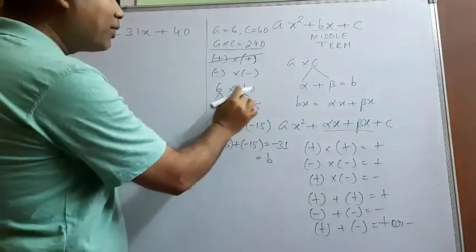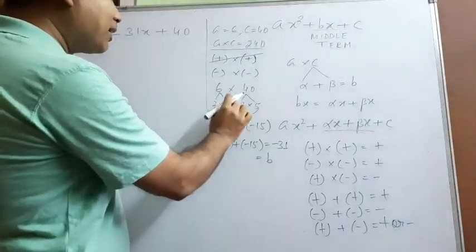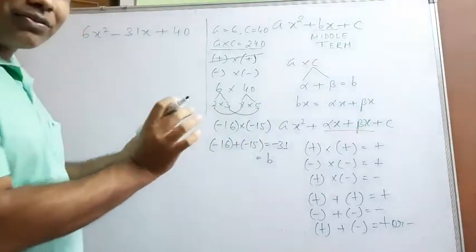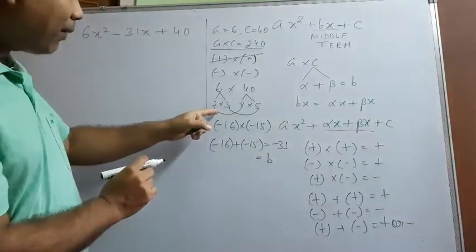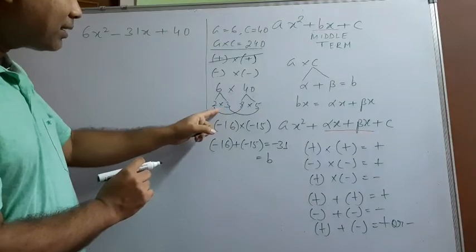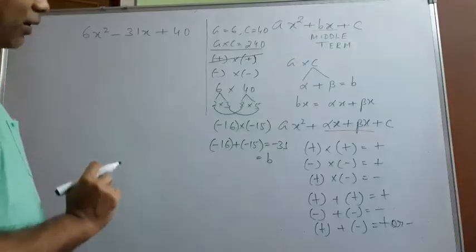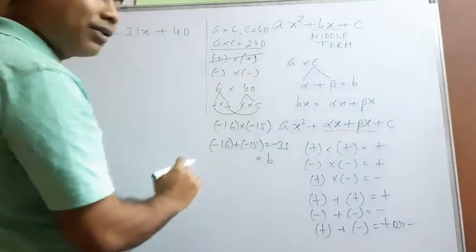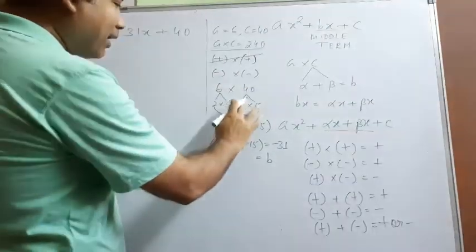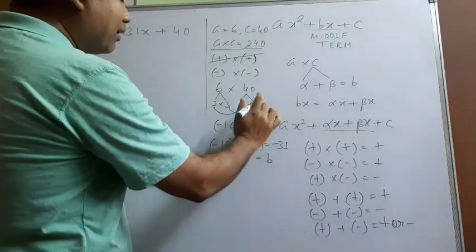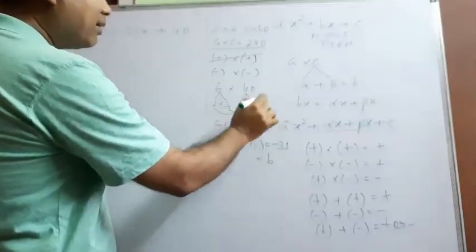One factor of 6 with one factor of 40, one factor of 6 with the other factor of 40. In this way I make pairs of factors. Then my answer comes 2 and 8, 16, 3 and 5, 15. It becomes 31. If it is not equal to 31, then I will take some other way of factorization. Suppose I take 4 and 10, then I combine 2 and 10, 3 and 4 like that.